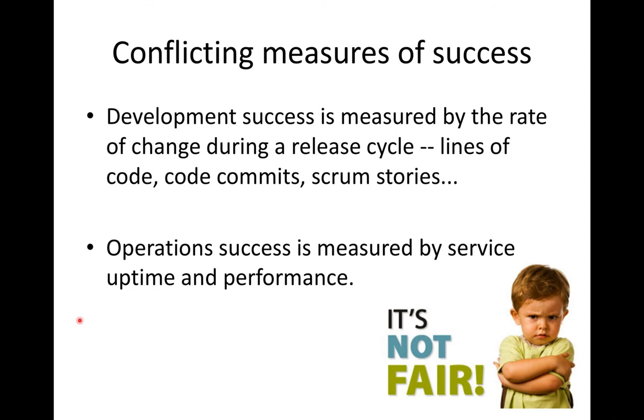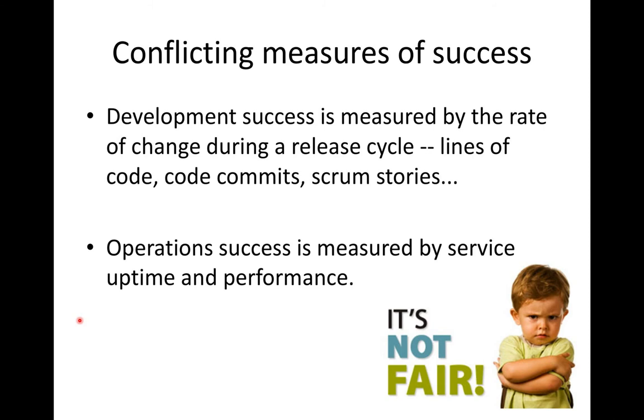And these two teams have different, conflicting measures of success. The development team's success is measured by the rate of change, by the number of lines of code that they're writing, or the number of code commits, the number of Scrum stories, and the number of Scrum story points that are approved each iteration. The development teams are rewarded based upon the amount of change that they're creating.